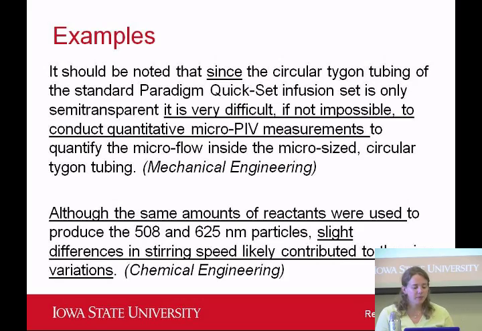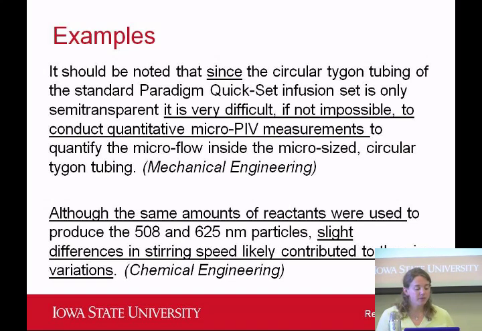So we have examples here. In our first example, it says, it should be noted that since the circular Tygon tubing of the standard paradigm quickset infusion set is only semi-transparent, it is very difficult, if not impossible, to conduct quantitative micro-PIV measurements. And so they're laying out a limitation. Something is difficult to do, and this is a pre-existing condition that's going to limit the results of their study.